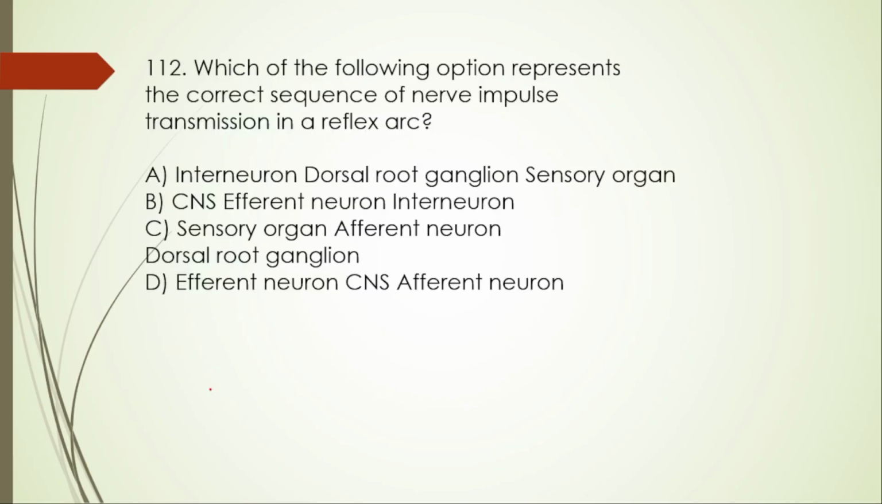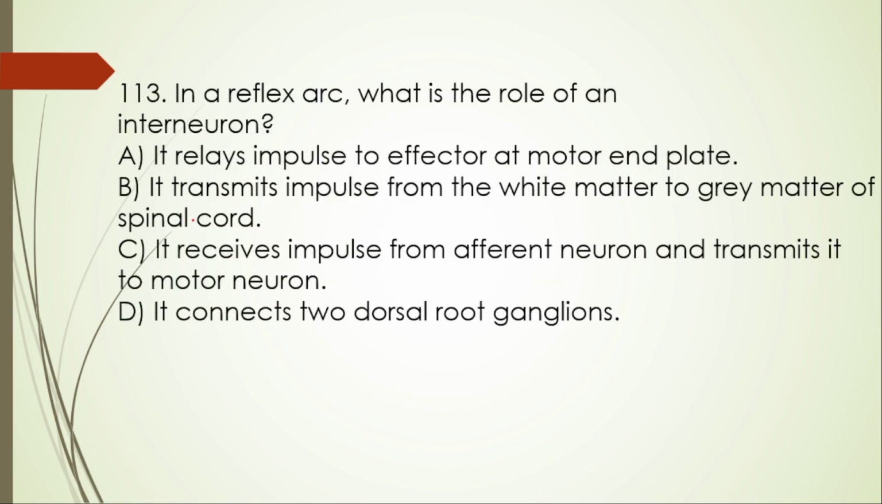Next 112, which of the following options represents the correct sequence of the nerve impulse transmission in a reflex arc? So here first will be sensory organ. Next afferent neuron. Next dorsal root ganglia. So here the right option is C.